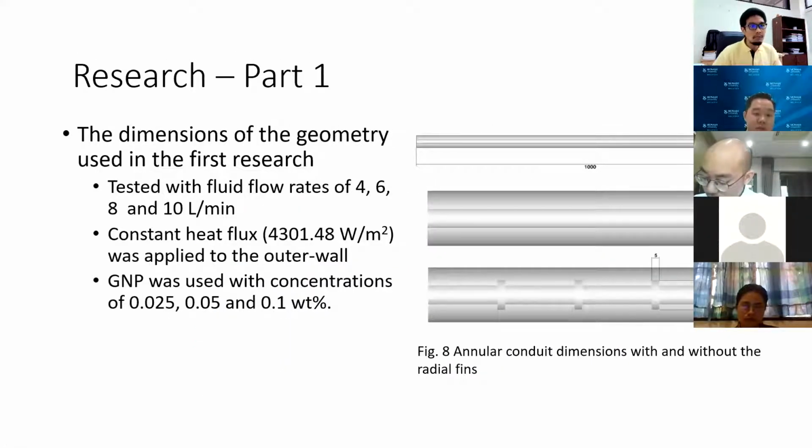This is the dimension of the geometry. So we use the flow rate from 4 liters per minute to 10 liters per minute, with 2 liters per minute increment in each step. We use constant heat flux and concentrations of 0.025, 0.05, and 0.1 weight%.